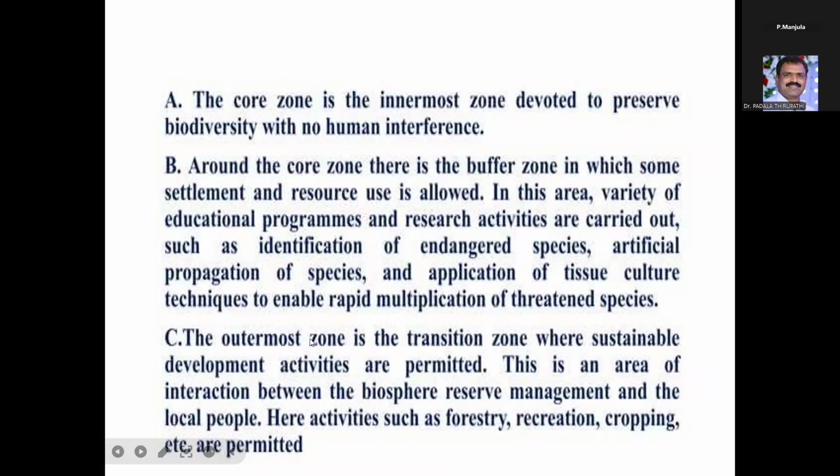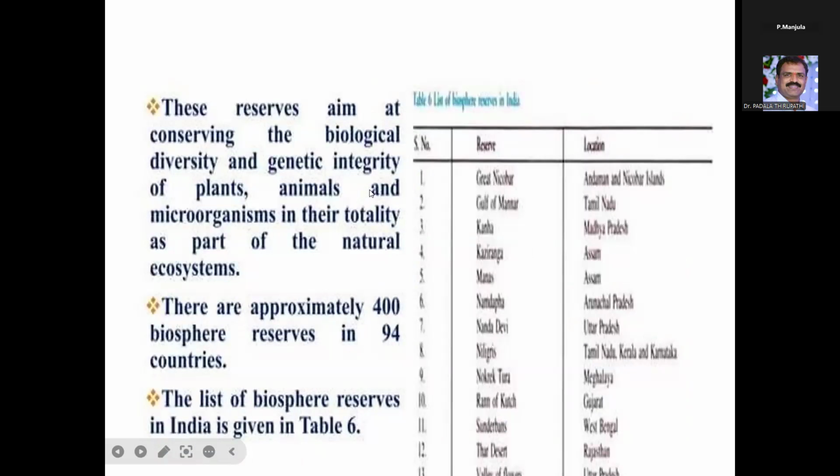The outermost zone is the transition zone, where sustainable developmental activities are permitted. This is an area of interaction between the biosphere reserve management and the local people. Activities such as forestry, recreation, or cropping are permitted in the outer zone. These reserves also aim to conserve the biological diversity and genetic integrity of the plants, animals, and also the microorganisms in their totality as a part of the natural ecosystem.